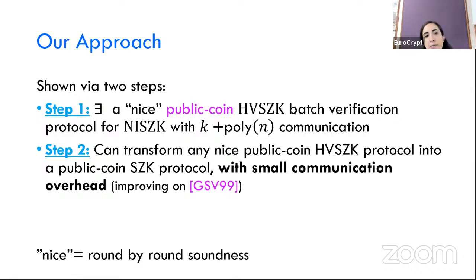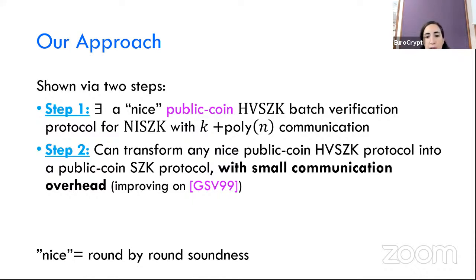After this step, we could have used the known transformation of Goldreich, Sahai and Vadhan, which is a transformation from public coin honest verifier to public coin malicious verifier. However, this transformation has a communication overhead that we cannot afford. Therefore, in our second step, we modify this transformation to have small communication overhead. However, for this transformation to be applicable, we need some extra feature that we refer to as nice. So in the first step, we show that this protocol is also nice.